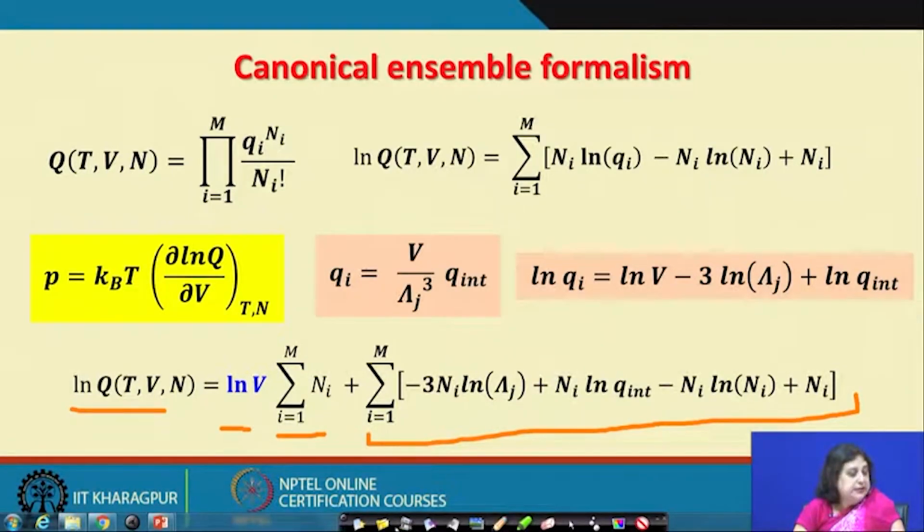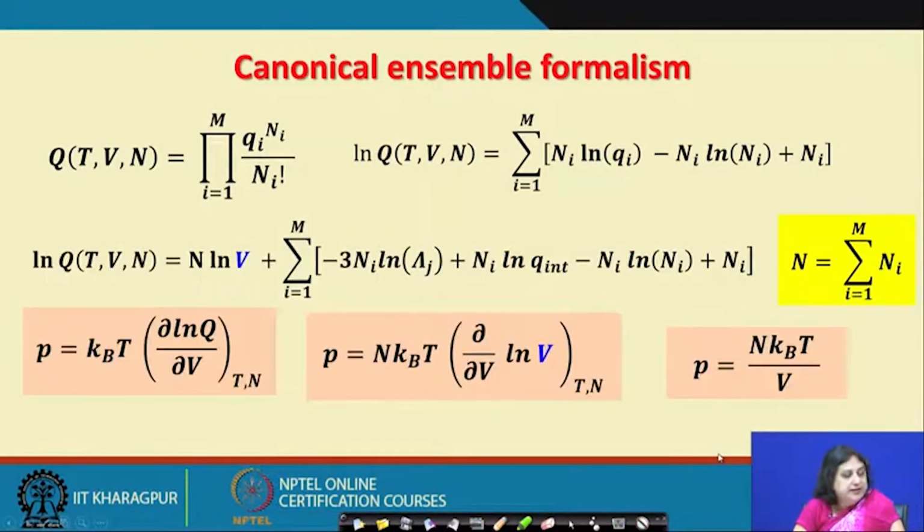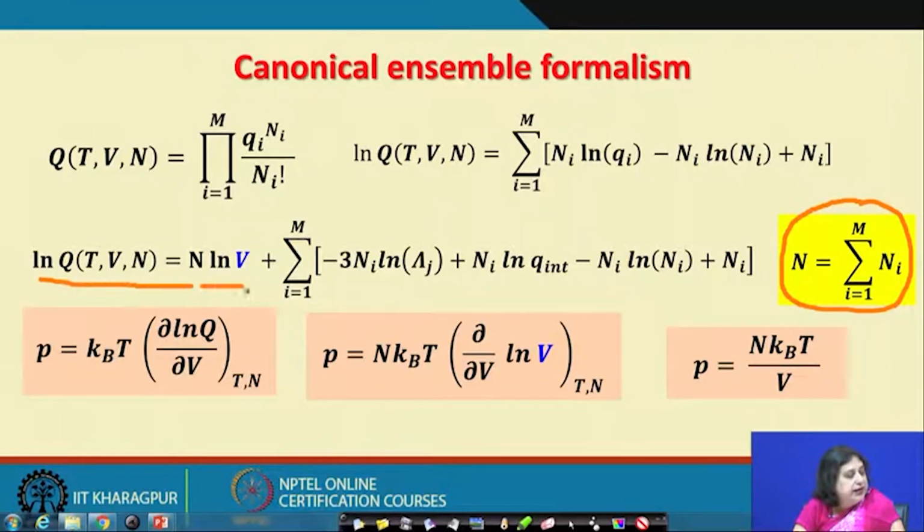If that happens, then I can do a little algebra and rewrite this expression. I introduce this capital N, which is the sum of the numbers of individual particles present in the system, and then I can say that ln Q(T, V, N) is N ln V plus a term that does not depend on volume explicitly and is a constant at constant temperature and total number of particles.